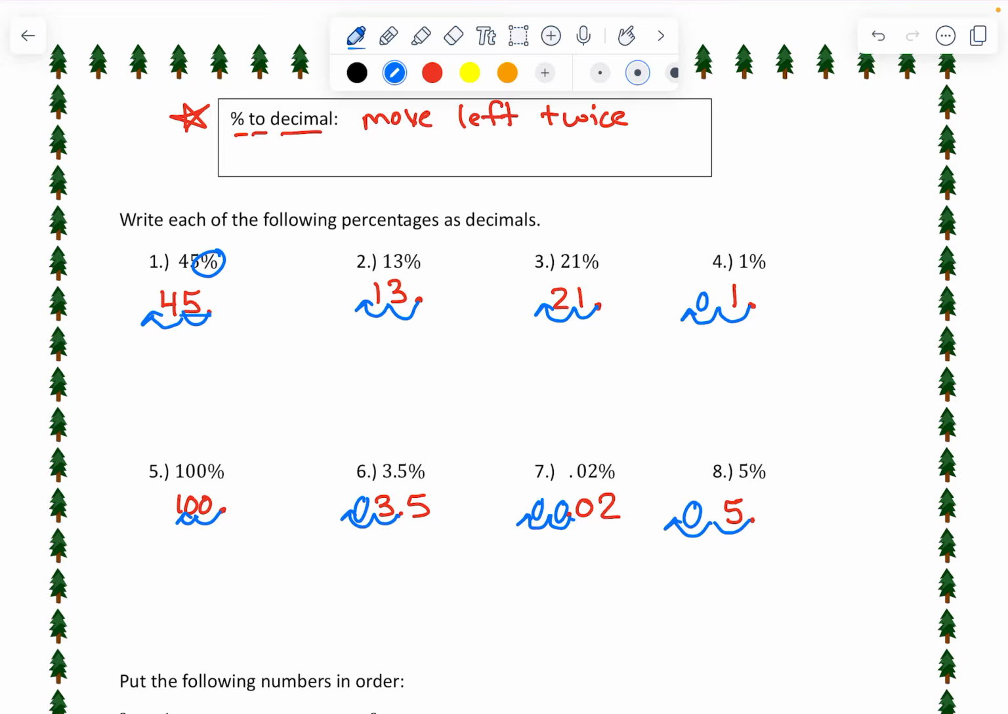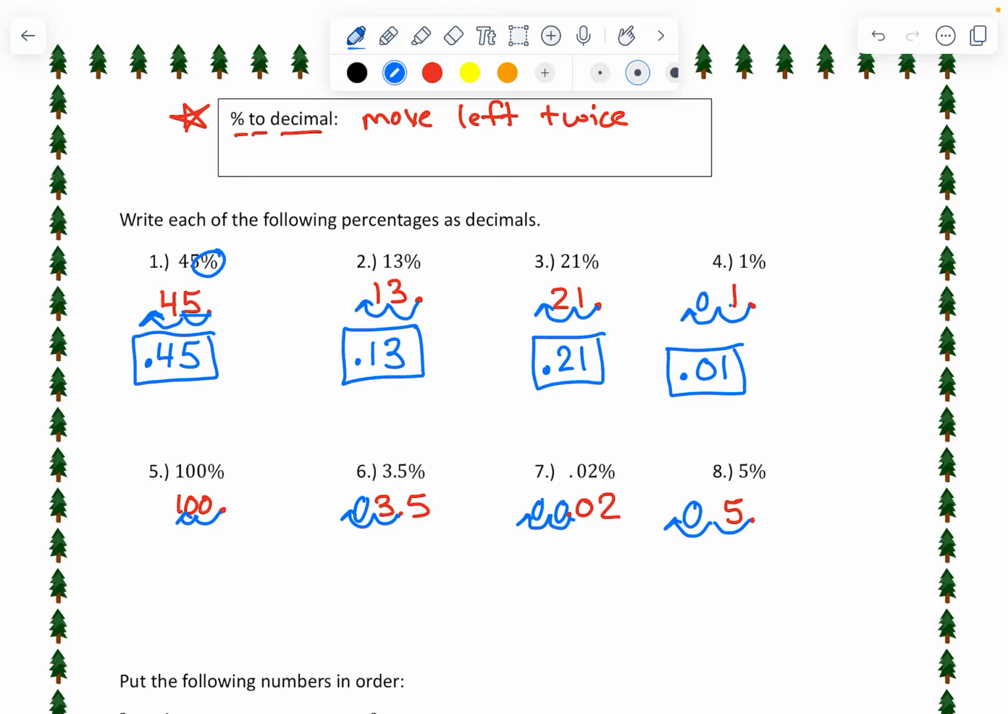Now we're going to write our answers nice and pretty. Wherever you see this arrow is where your decimal goes. So the decimal goes here, and then the 4, and then the 5. That's your answer. Decimal goes here, the 1, and then the 3. Point, and then the 2 and the 1. Decimal goes right here, and then we have a 0 and a 1.